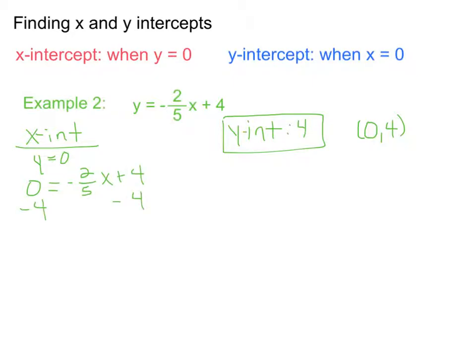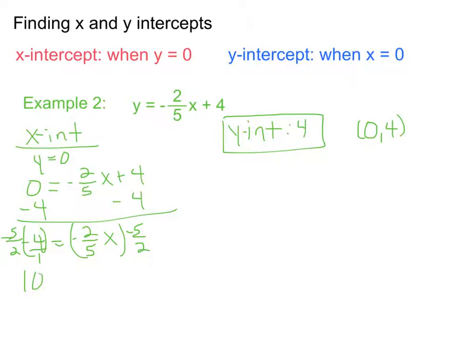Need to get the x term alone, so subtract 4 from both sides. Negative 4 equals negative 2/5 x. Now to get rid of that, we do want this to be 1 this time, so I'm going to multiply by negative 5/2. Multiply by the reciprocal, and then that's really negative 4 over 1, so negative 5 times negative 4 is 20, 20 divided by 2 is 10. So x is equal to 10, so that means the x-intercept is 10. So the point 10, 0 is on the graph because the x value is 10, the y value is 0.